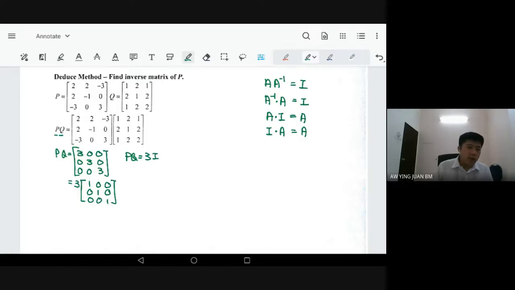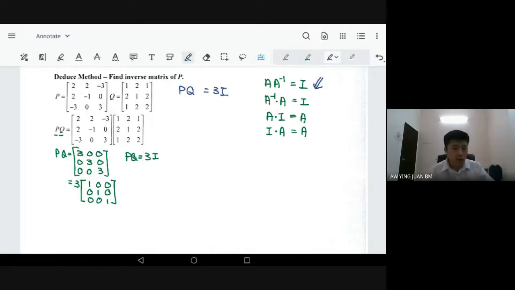Next, we are going to apply the deduce method. In here, the question asks us to find the inverse of P. In order to find the inverse, try to make use of this situation, or we can say the properties. These properties, what you have to do is to memorize them or try to understand them. Given the situation, PQ equals 3I.